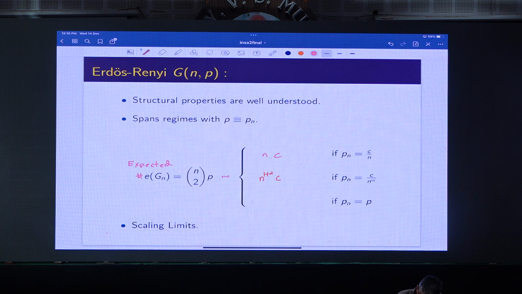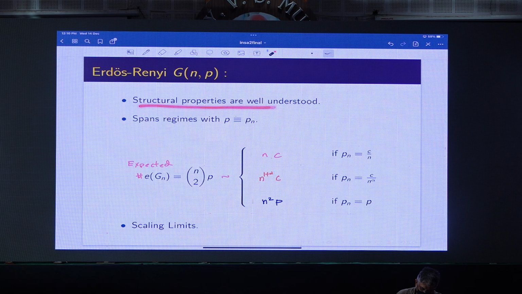And if I go to the dense regime, I'll just get n squared times p. So by modulating this p, this simple model will cover all three regimes: the extremely sparse regime, the sparse regime, and the dense regime. So I can work with this model to understand all these three regimes. Okay. So this has been done mathematically very, very well.